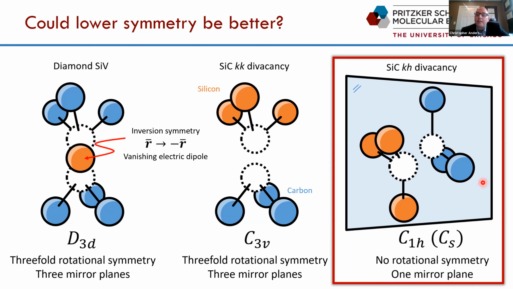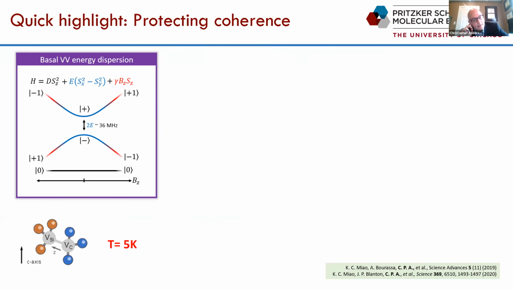As I mentioned in the beginning, there's this other class of divacancies, these tilted basal divacancies, that actually have slightly reduced symmetry. So does that hurt us? Does that help us? Are there new opportunities? Are there fewer opportunities? Hopefully I can convince you that there are some really interesting things you can do with lower symmetry as well.